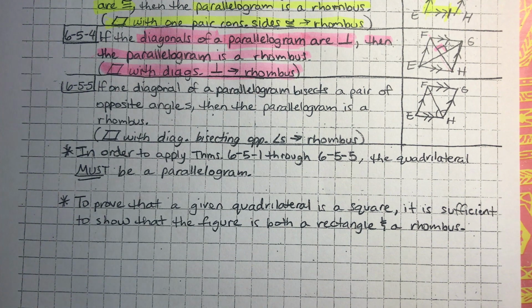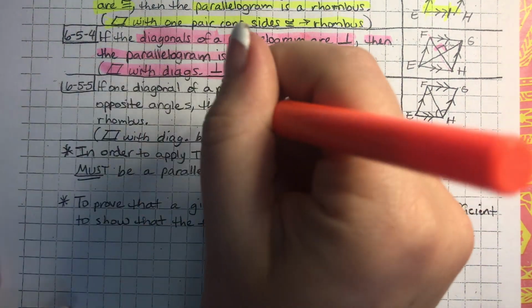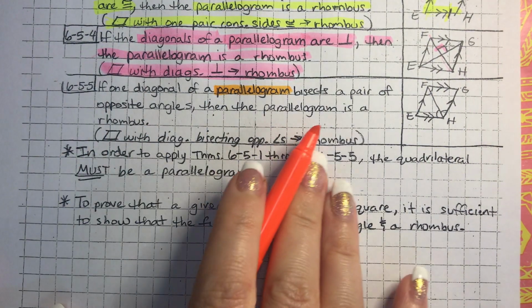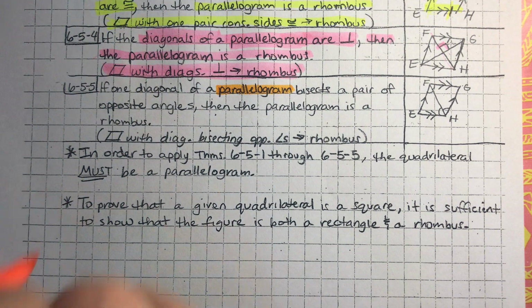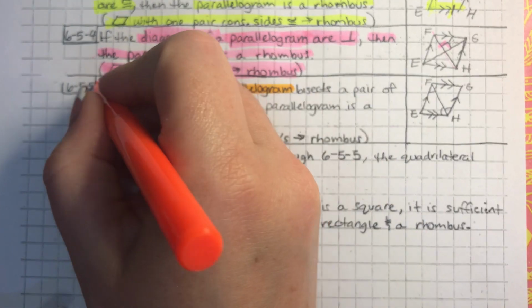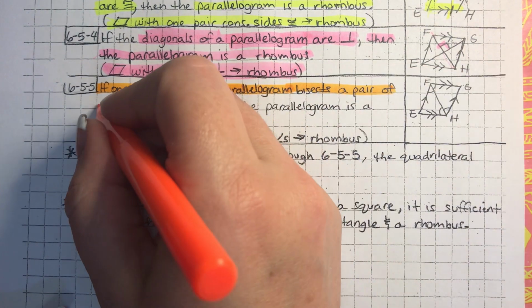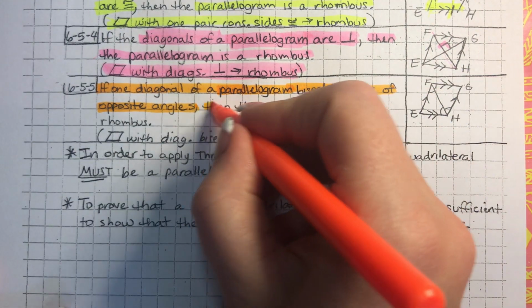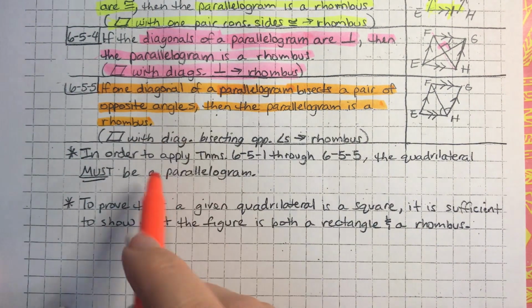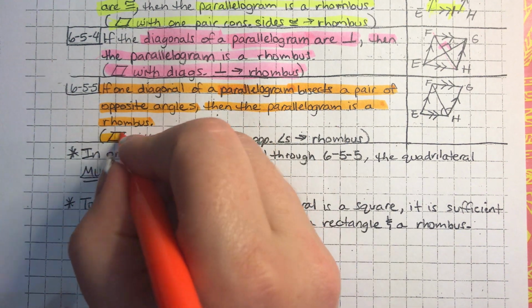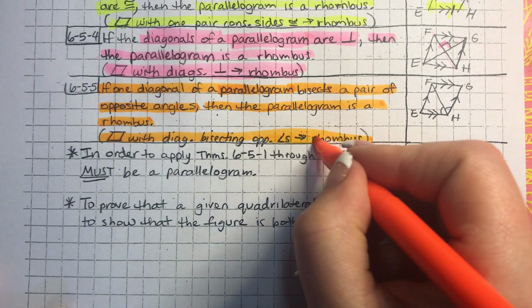Okay. Let's look at the next one here, which states if one diagonal of a parallelogram, so we have to have a parallelogram again, okay? If one diagonal of a parallelogram bisects a pair of opposite angles. So if one diagonal of a parallelogram bisects, meaning cuts in half, a pair of opposite angles, then the parallelogram is a rhombus.